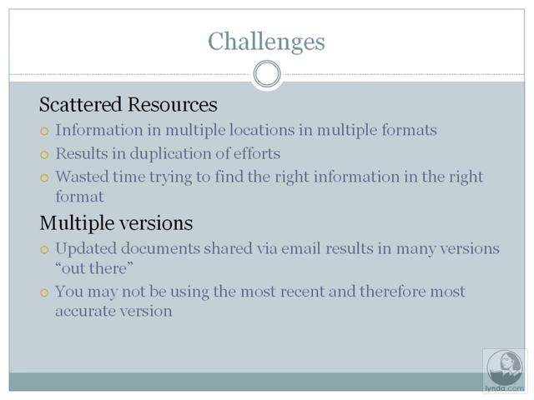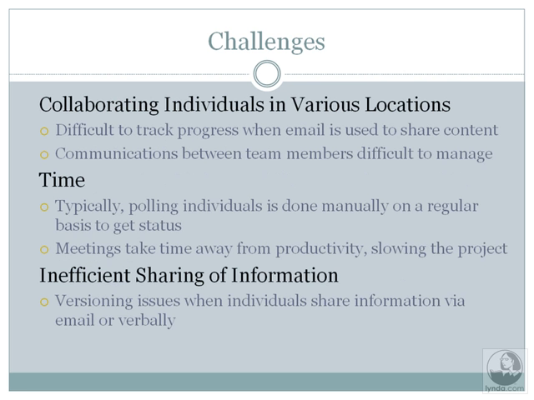Think about scattered resources, for example, where information is in multiple locations in multiple formats. This results in duplication of efforts often, and you waste a lot of time trying to find the right information in the right format. You can get multiple versions as well. Updated documents shared via email results in many versions being out there. And you may not be using the most recent and therefore most accurate version. How about collaborating individuals in various locations? So it's difficult to track progress when email is used to share content, for example. And communications between team members is difficult to manage when you have individuals scattered across various locations.